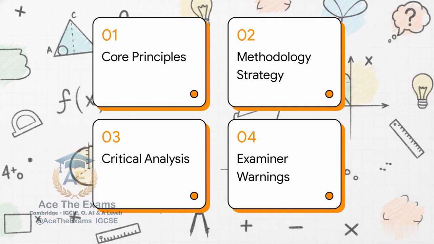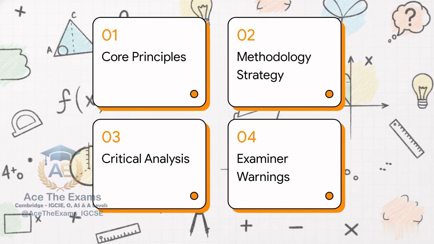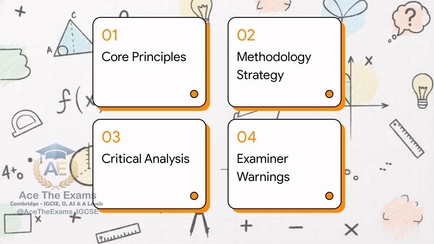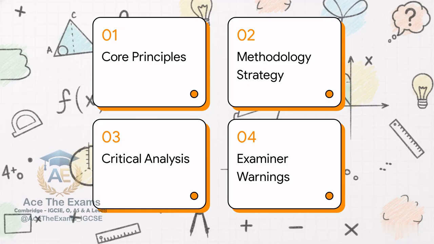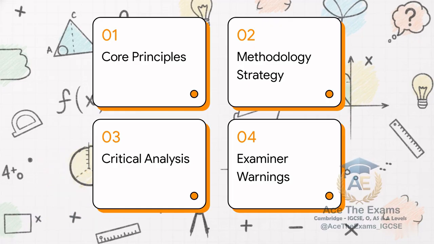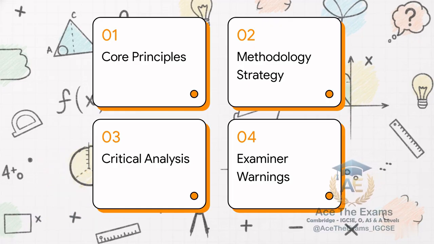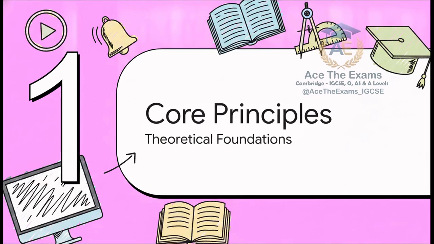Here is our structural roadmap for today's explainer. We're going to methodically decode exactly what examiners are looking for. First up, we'll cover the core principles and concepts. Second, we'll break down the method mark strategy. Third, we'll introduce the critical analysis framework. And finally, we'll wrap up with the examiner's playbook, avoiding common exam traps. Let's get right into Section 1, Core Principles and Concepts.